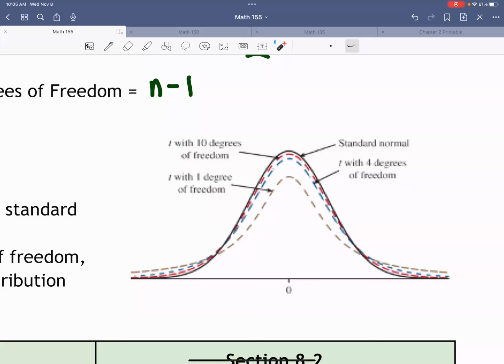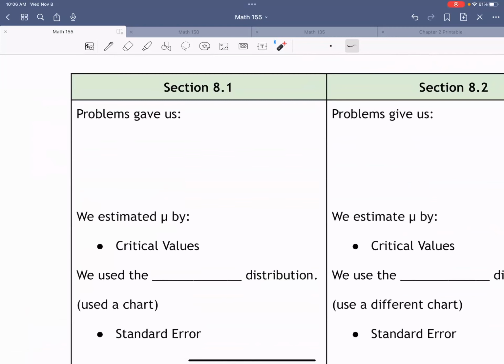Okay, section 8.1. This describes stuff that we've already done before. So the last section, the last packet of notes that we've done, I think it's just good to recap what we did here, because if you put them side by side, you'll see how similar the next section is to the last section. Okay, so in this section, we're given a bunch of different symbols, okay? The questions will give us a bunch of different things. For example, it'll tell us what the population standard deviation is.